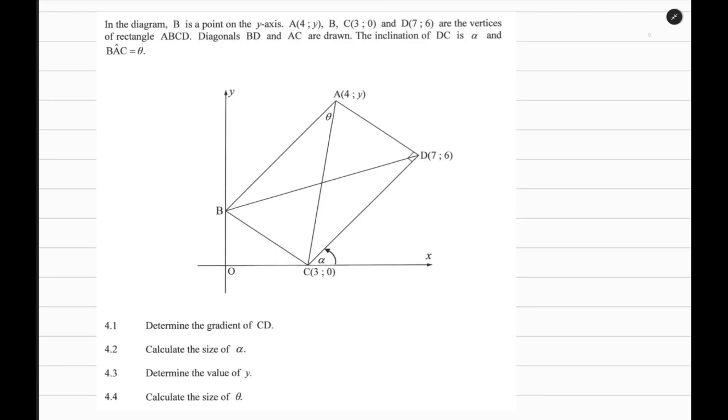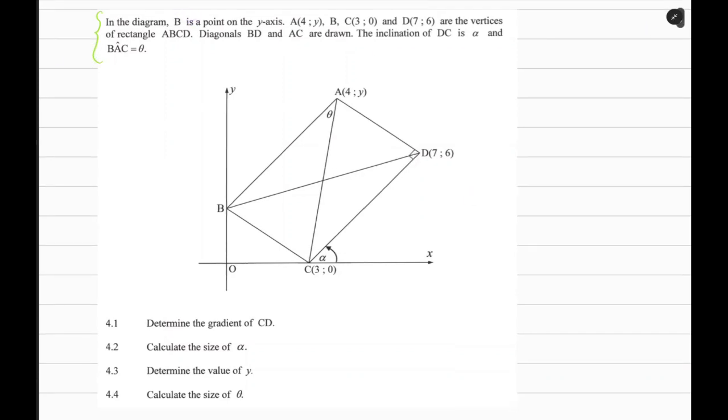In today's lesson, we will focus on analytical geometry. So let's go through the scenario together. In the diagram, point B is a point on the y-axis. We're given 4 vertices A, B, C, and D. They are vertices of rectangle ABCD. We also have 2 diagonals BD and AC, and the angle of inclination with respect to the line DC is alpha, and we're also given this angle.